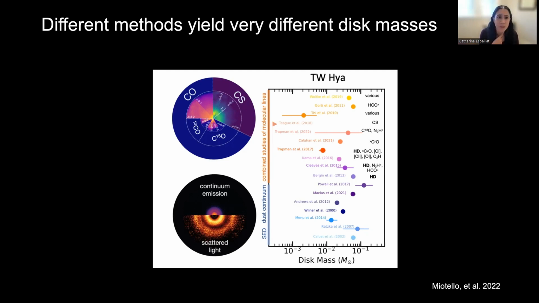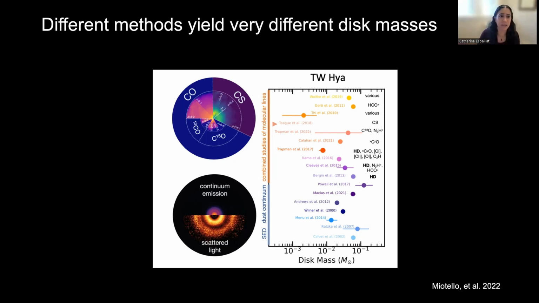On the bottom x-axis, you see the disk mass. On the y-axis, the bottom part, which is shaded blue, shows disk masses that are derived from the dust continuum, looking at the SED. And on the top, what's color-coded orange, those are measurements from molecular lines. Usually when we get the dust masses, we multiply that by 100, the gas to dust ratio, in order to get to the total disk mass.